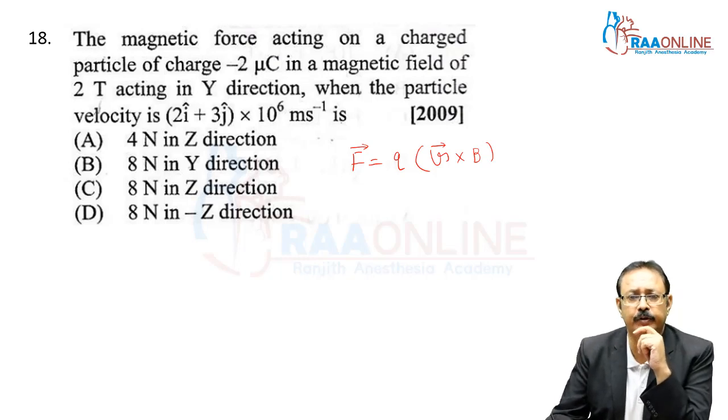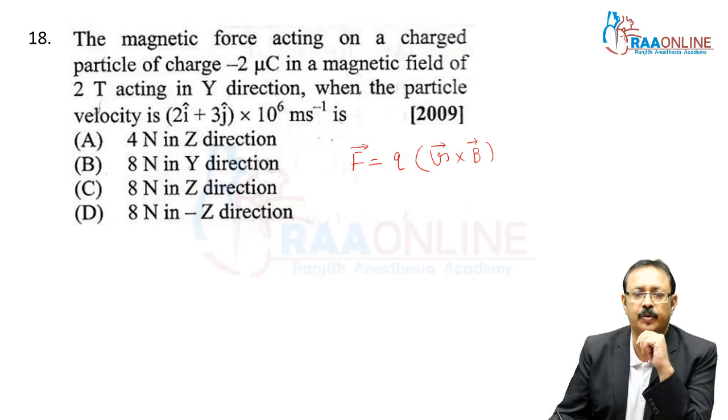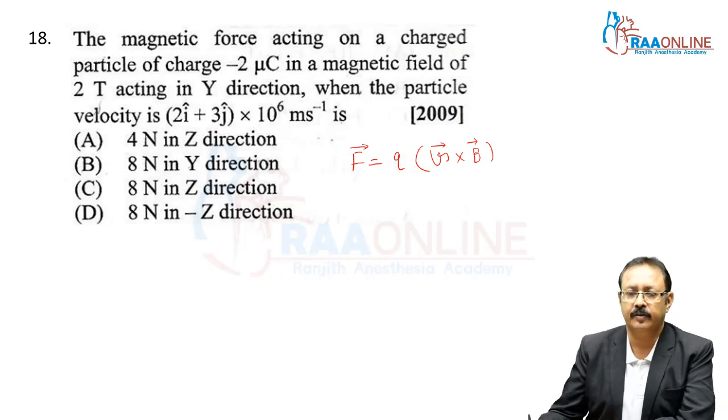See, magnetic force we want to calculate. Magnetic field is in y-axis direction. So direction of B is positive y-axis. Particle has direction this, 2i plus 3j. So we can calculate direction only when we get this product. So we want V cross B.